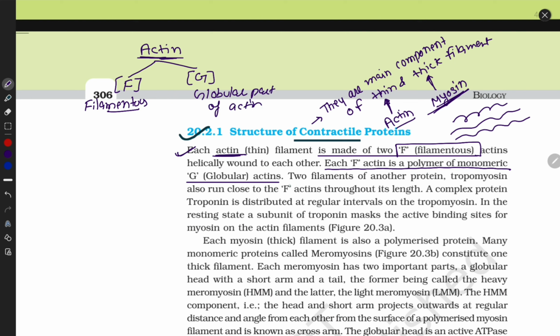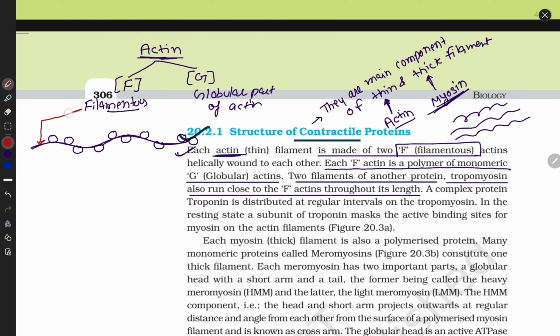Clear, guys? Now, the filament of another protein, tropomyosin, also runs close to F actin throughout its length. This is the actin filament, the F filament of actin. The tropomyosin covers the filamentous part throughout its length. This is the filamentous part of actin and this is the globular part of actin. Both are parts of actin.